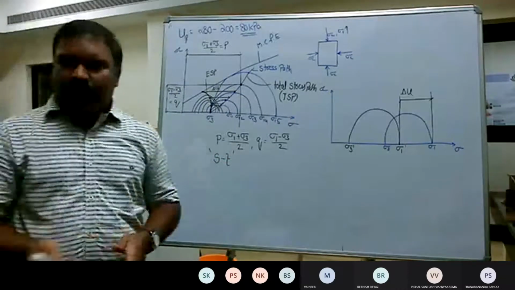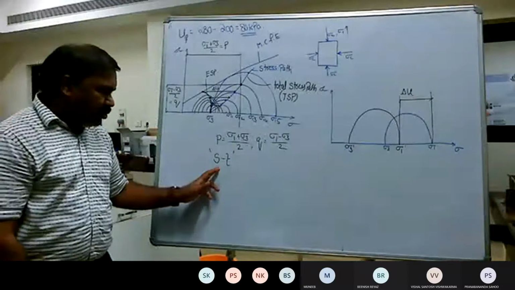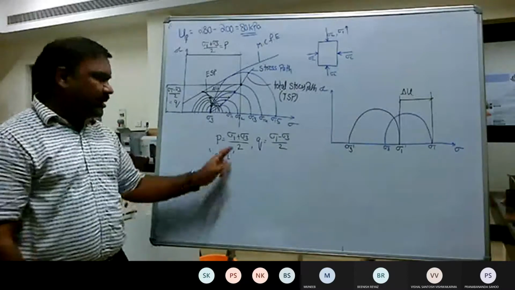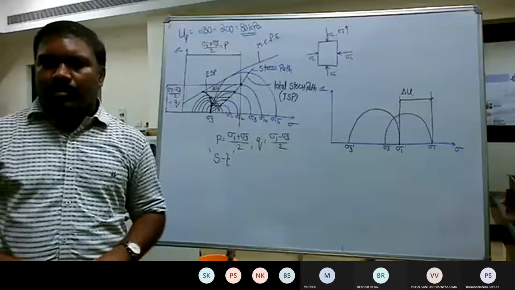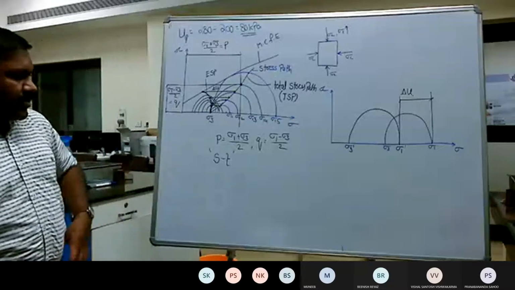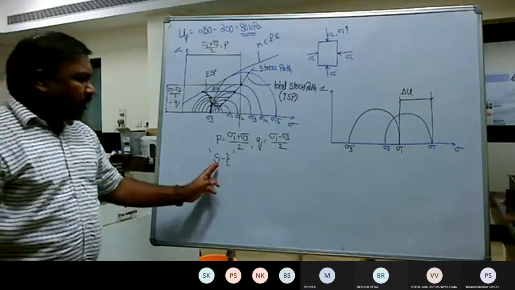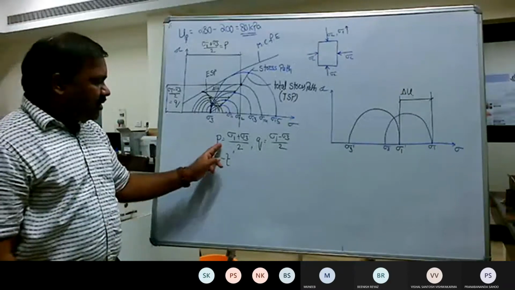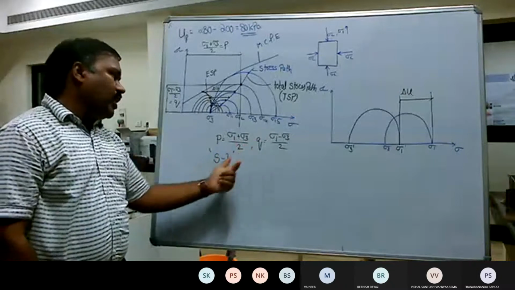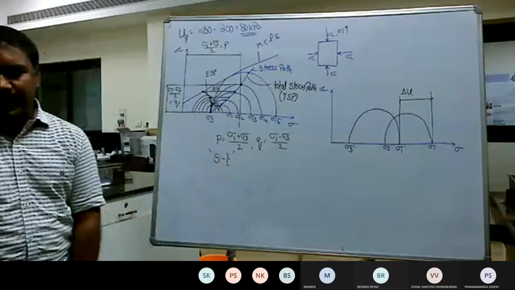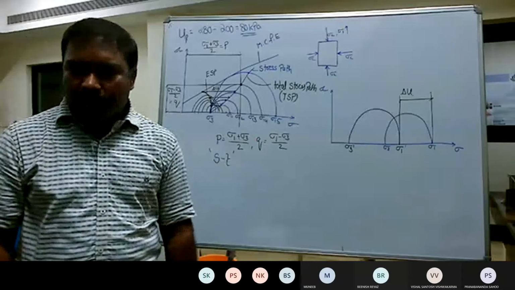So p and s are the same, because in our tutorial, in some of the sums, it is shown to draw the stress path in terms of s and t. Both are the same. Maybe tomorrow I can explain the basic difference between where it should be represented in terms of p and q, and where it should be represented in s and t. Tomorrow we have one class, so I will try to cover only the stress path theory.